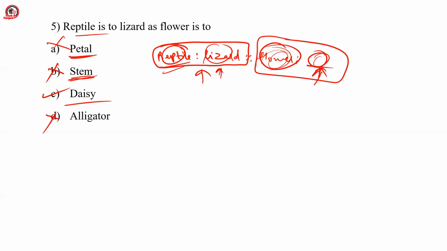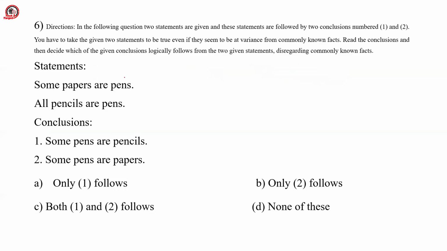In reptiles, we are considering an example as lizard, and in flowers we have to consider an example which is a flower. So in all the four options, we only have one flower, which is daisy. So we will choose daisy as an option and we'll move on to the next question. All right. Now we'll move on to the next question, which is, so they have given the directions first.